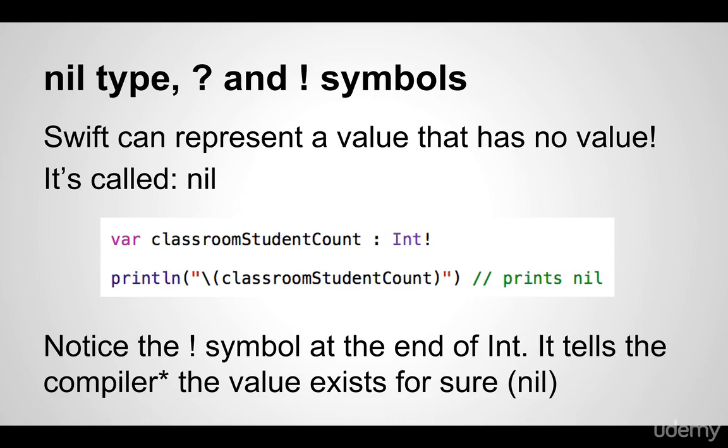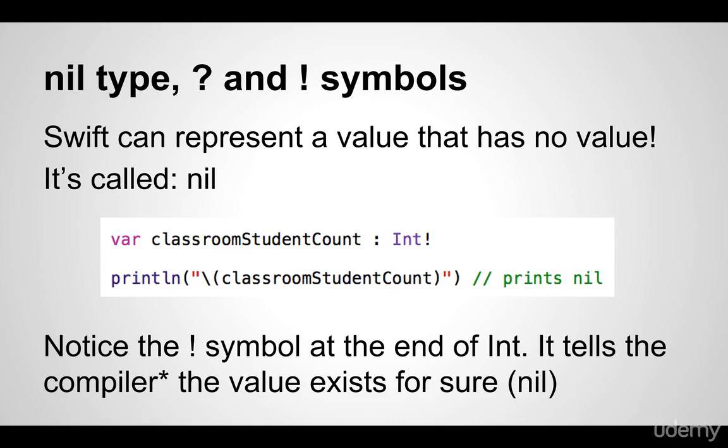Now, nil type, question mark, and exclamation point symbols. So, Swift can represent a value that has no value, right? Sometimes you need a value that has no value. It's called nil. Okay, and here is an example, var classroomStudentCount. So we're counting the number of students, and we put it's an integer with an exclamation point, which means that it has no value yet. So if we print the value of this classroomStudentCount, it's going to be nil at first.